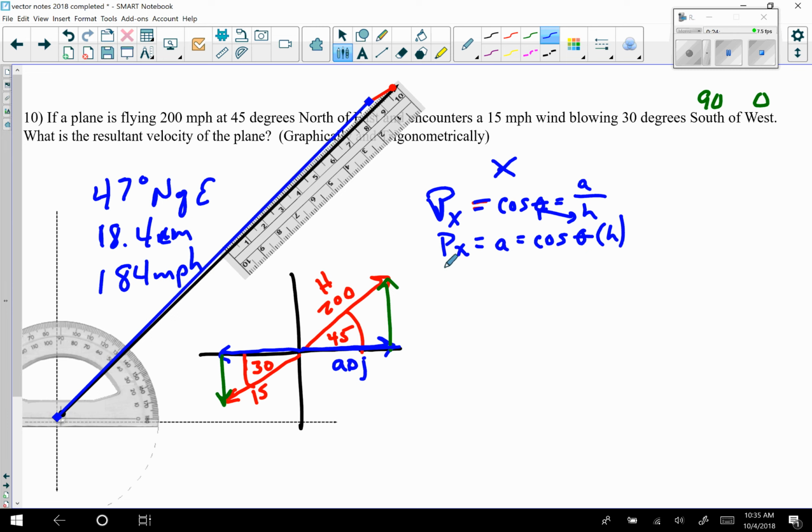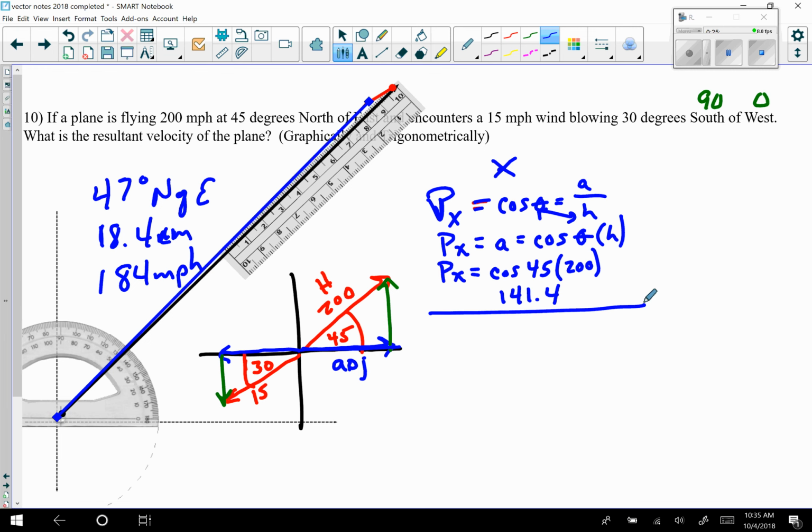Okay? So therefore, the plane in the x direction is actually going the cosine of 45, now make sure you're in degree mode on your calculator, times the hypotenuse, which is 200, and you end up getting an answer of 141.42. So that's how much the plane's actually going.